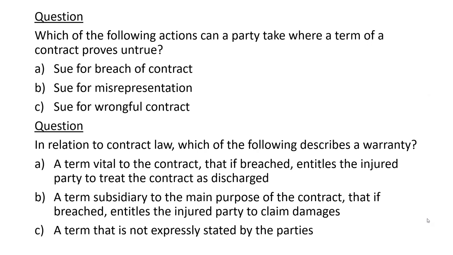Coming to the next question, in relation to contract law, which of the following describes a warranty? A term vital to the contract that if breached entitles the injured party to treat the contract as discharged? No, a warranty is not vital to the contract. It is incidental to the contract. So A option is not correct. A term subsidiary to the main purpose of the contract that if breached entitles the injured party to claim damages. Yes, it is incidental to the main part of the contract. If a warranty is not fulfilled, the other party can sue for damages.